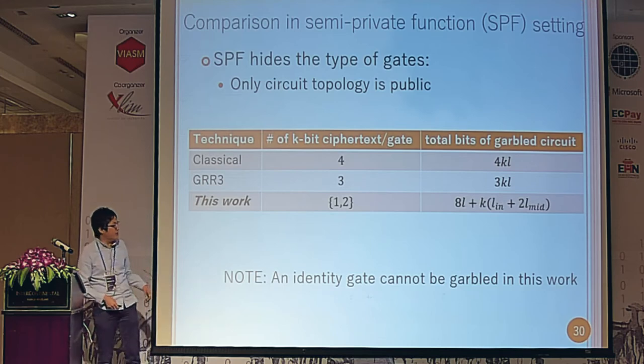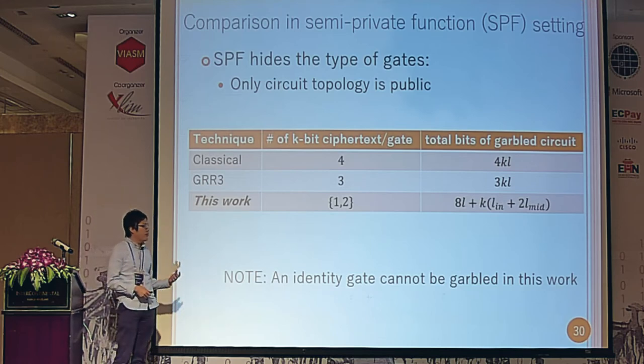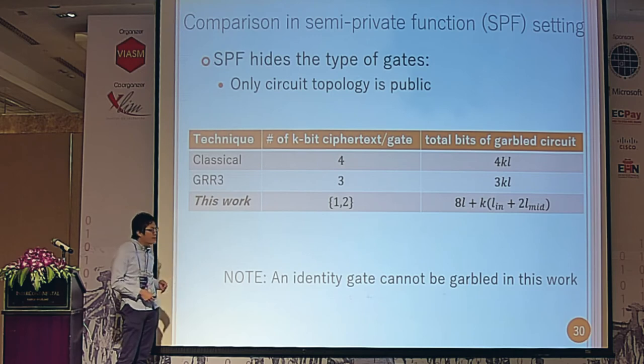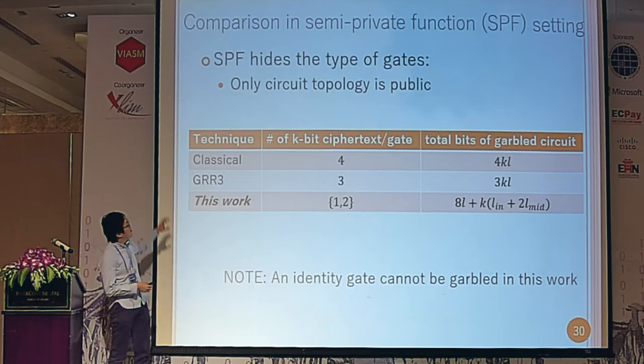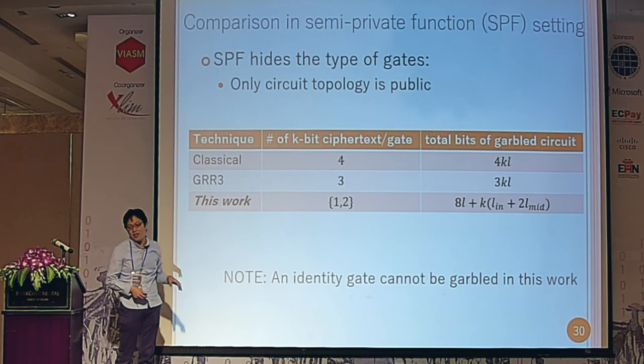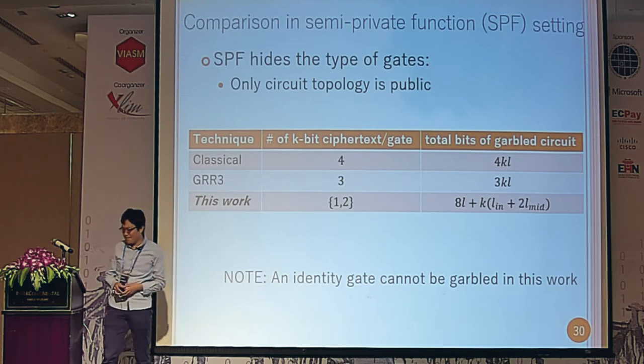And we note that in a theoretical sense, our scheme cannot garble an identity gate. An identity gate means passing through one of the inputs. Such a circuit is meaningless, but the classical scheme and the GRR3 scheme can garble such gates.